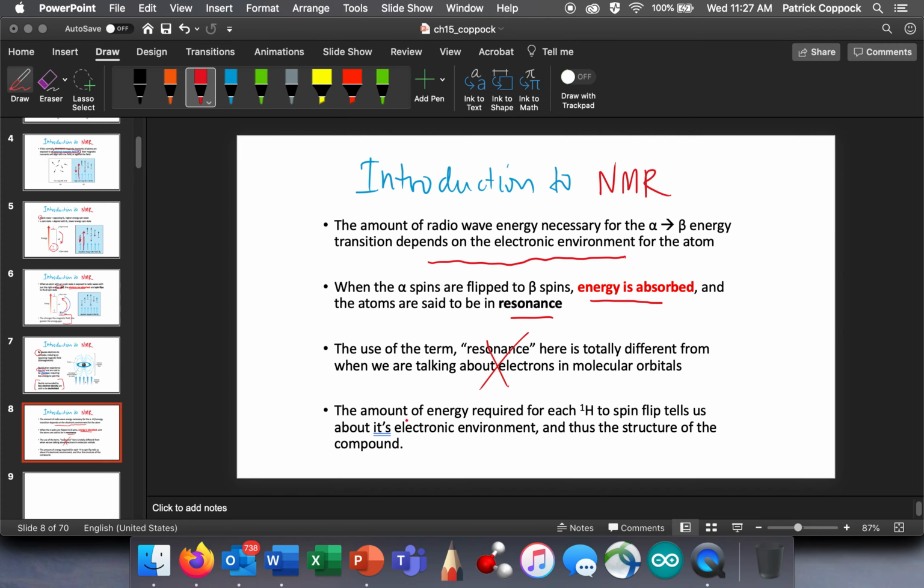The amount of energy required for each proton to spin flip tells us about its electronic environment, and every electronic environment is slightly different, and therefore we measure the energies to flip them, and that tells us what the electronic environment is, okay? And thus the structure of the compound.